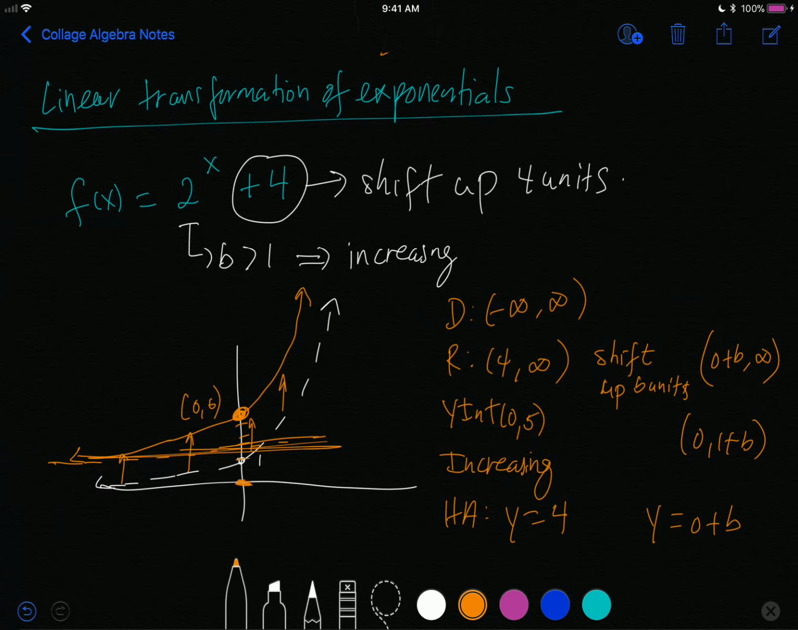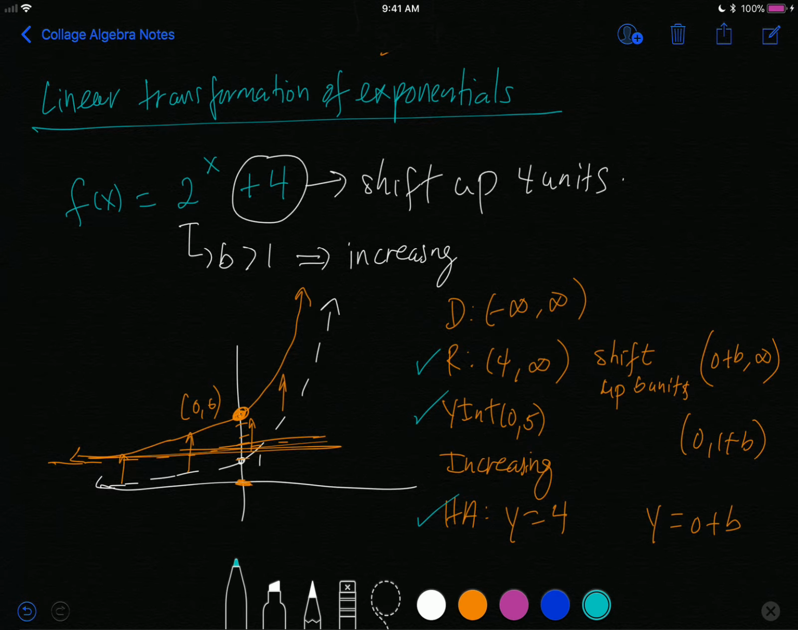So when you shift the graph up or down, 3 of the 5 properties change. Those 3 properties are the range, the y-intercept, and the horizontal asymptote. And those come from the fact that all of these are y-based, so if I go up or down, these will change. Notice that the other two don't change when I shift the graph up or down.